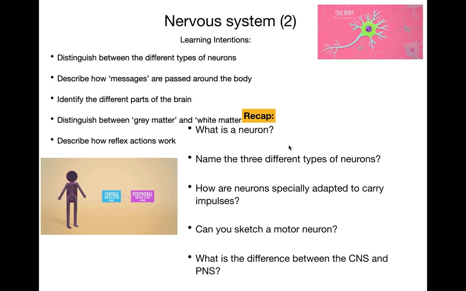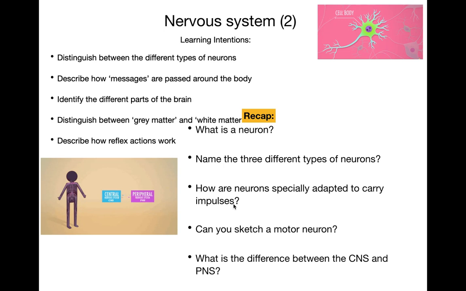What is a neuron? A neuron is a nerve cell. Okay, that's how we define it. Name the three different types of neurons. So you have the motor neuron, the sensory neuron, and the interneuron. How are neurons specially adapted to carry impulses?